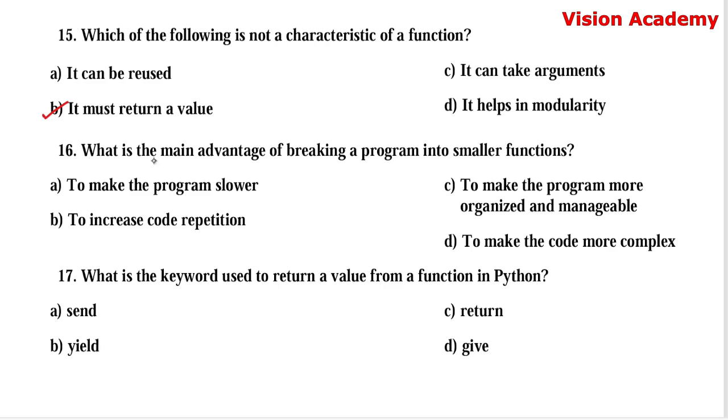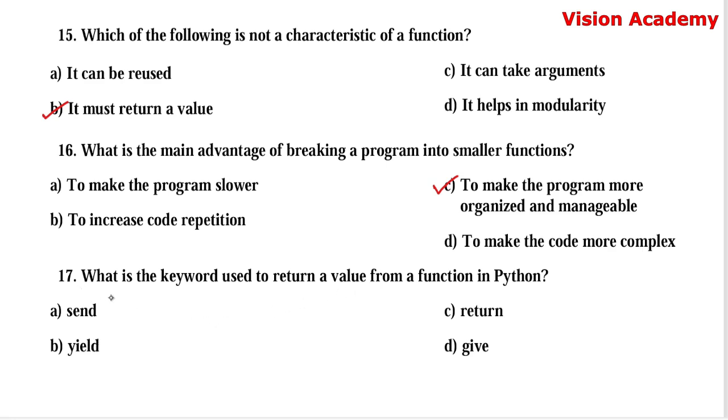Question number 16. What is the main advantage of breaking a program into smaller functions? Option A, to make the program slower. B, to increase the code repetition. C, to make the program more organized and manageable. D, to make the code more complex. Here option C, to make the program more organized and manageable is the right answer.